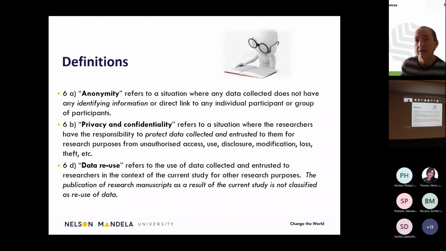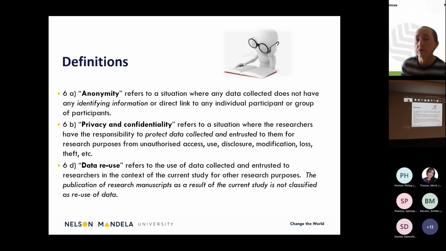So for this section 6, it defines for us the meaning of anonymity. That refers to a situation where any data collected does not have any identifying information. It also explains to us privacy and confidentiality. The data will be collected and entrusted to the researcher for research purposes only, and it will be protected from unauthorized access, use, disclosure, modification, loss, theft, etc. So there's a difference between anonymity, privacy, and confidentiality.